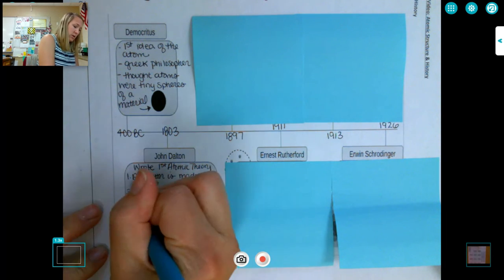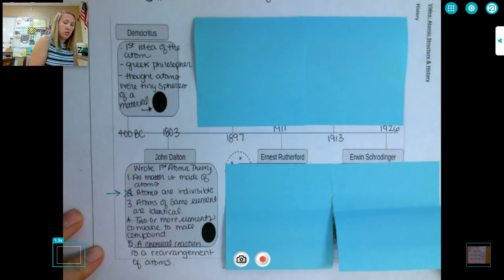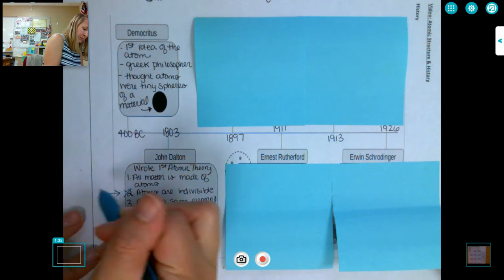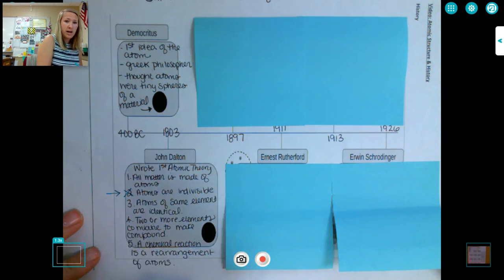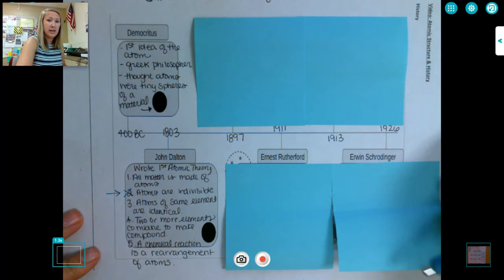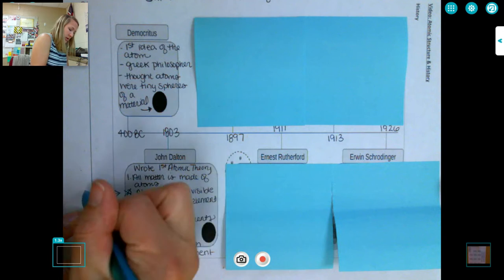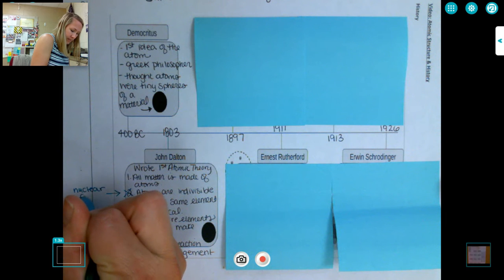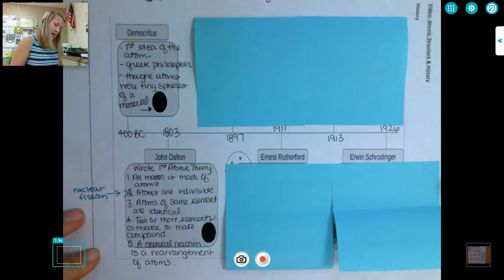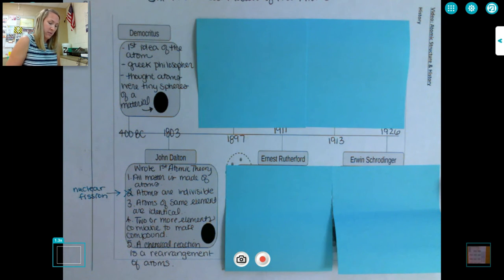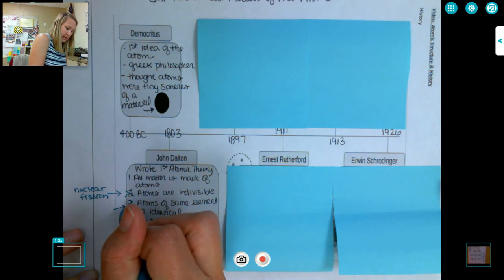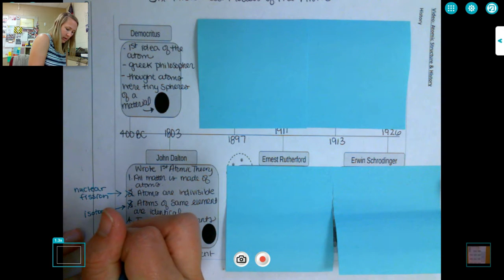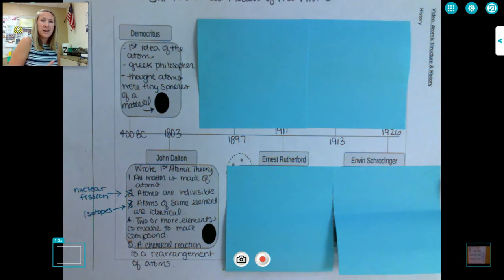Atoms are indivisible. We know that this is not correct thanks to learning about fission and fusion. So when we have nuclear fission, our atoms can break apart. That's how we get like a hydrogen bomb or an atomic bomb. So this one is incorrect because of nuclear fission, the splitting of atoms. And the one about atoms of same element are identical, this is also incorrect thanks to isotopes. So we will get into more of that in the next coming days, but it's important to note that he was the first one to say, well, I think this is how it is.